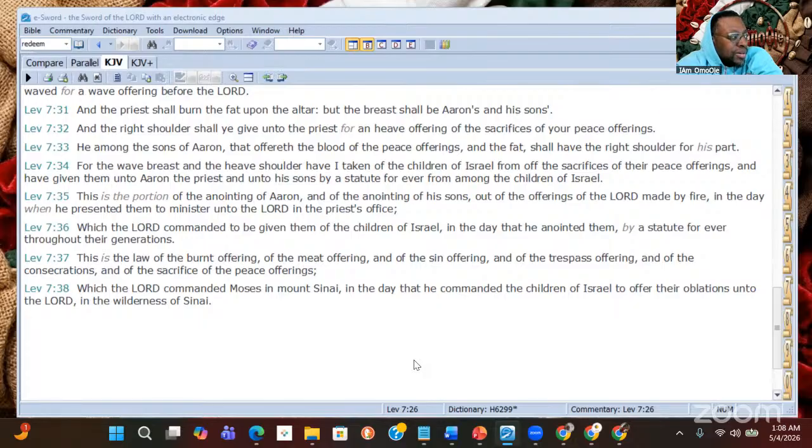This is the law of the burnt offerings, of the meat offering, and of the sin offering, and of the trespass offering, and of the consecrations, and of the sacrifice, of the zebach, of the peace offerings, which Jehovah commanded Moshe in Mount Sinai in the day that he commanded the children of Israel to offer their oblations unto Jehovah in the wilderness of Sinai.